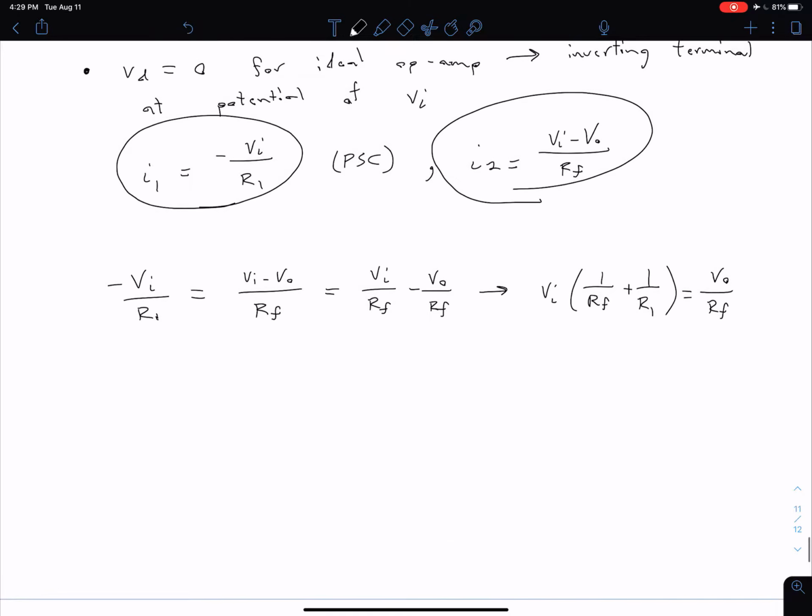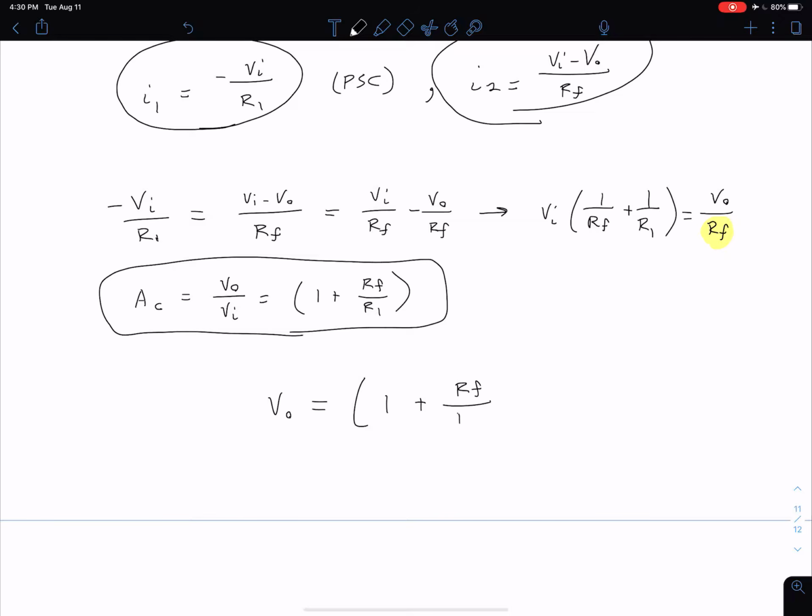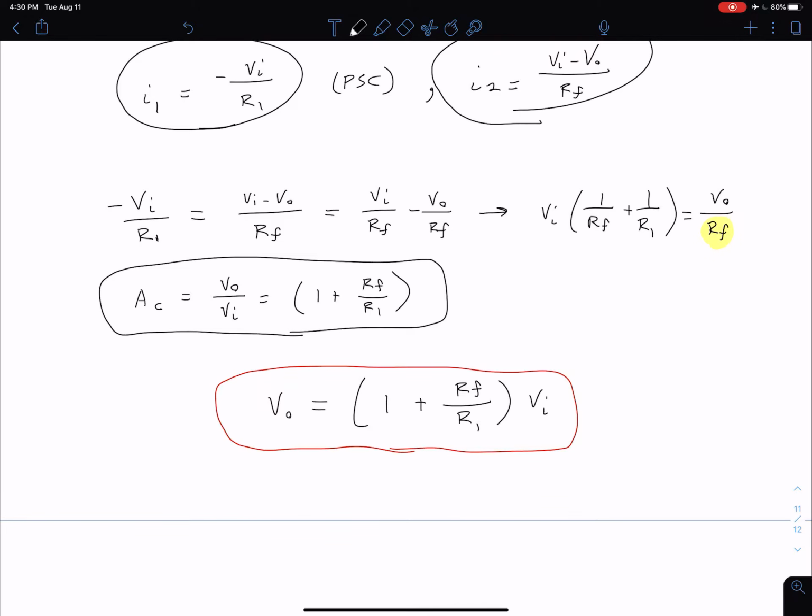And so from here, we can easily separate the VI and the V0. So we can say that AC, our closed loop gain, is equal to the output voltage over our input voltage, which is just equal to 1 plus RF divided by R1. And so we basically get that I've multiplied through this RF over here on both sides, and that's where we get that 1 plus RF over R1 term. And then of course we take the VI to the right hand side. So we can write this expression in terms of our closed loop voltage gain like we have here, or we could also write it in terms of our output and input voltages. We could say our output voltage is equal to 1 plus RF over R1 times our input voltage VI. So either way you want to write it, both of these are of course saying the same thing, but this is the general expression for our non-inverting amplifier configuration.